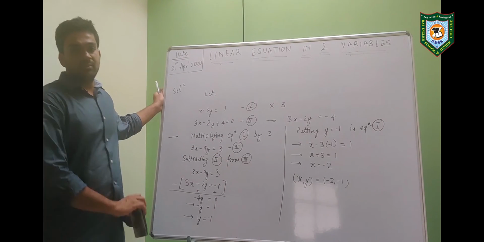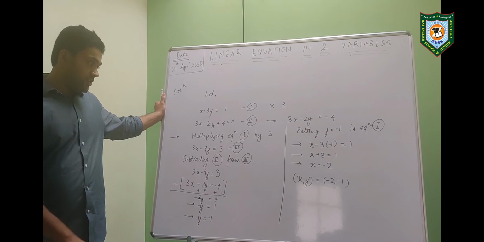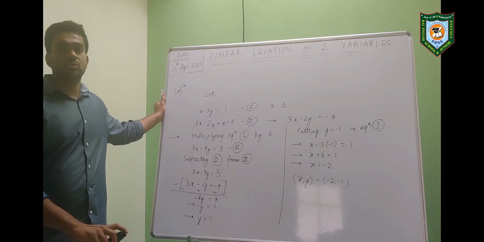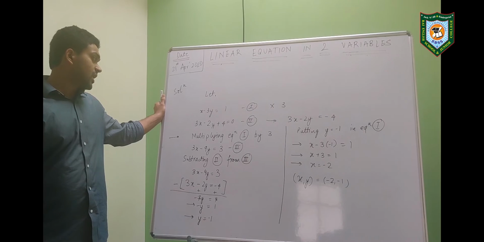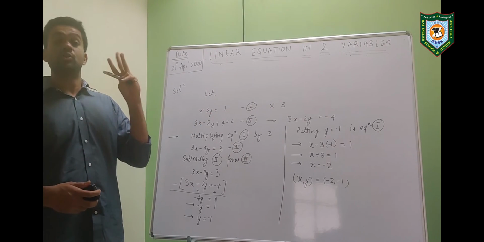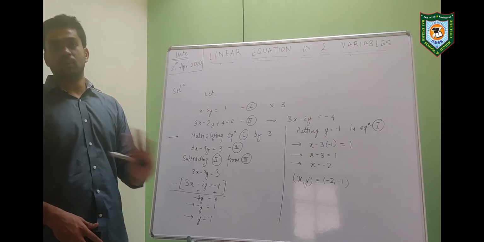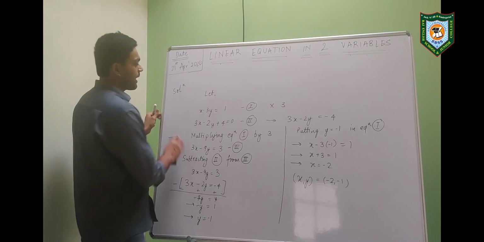You can choose any method you like. It's up to you. Every student has their own choices. There is no rule which you have to choose. Just solve it correctly. Make sure your tables, your multiplications, your change of signs, additions and subtractions are correct. As long as your processes are correct, nothing can go wrong.